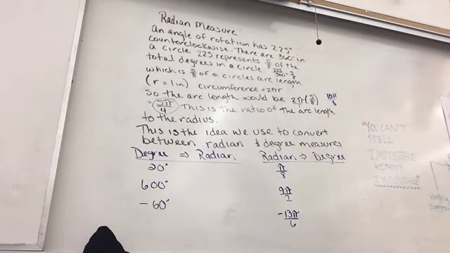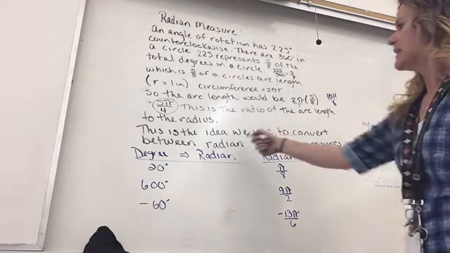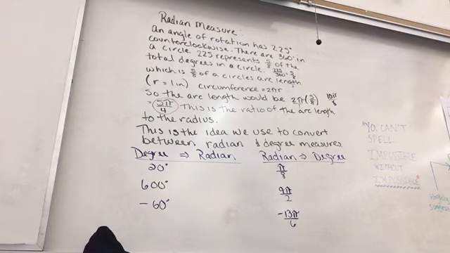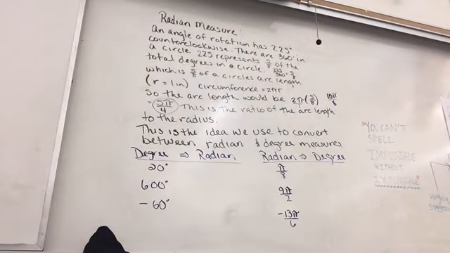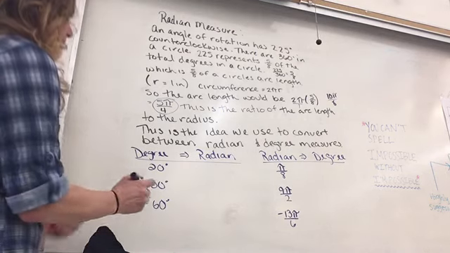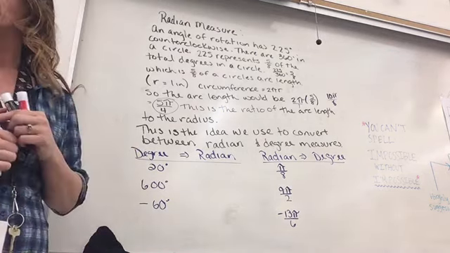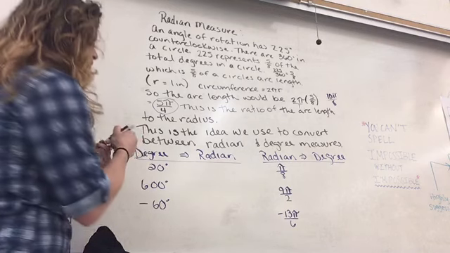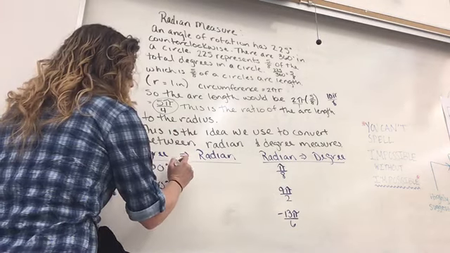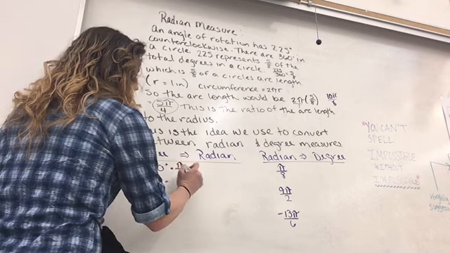That's the ratio of the arc length to the radius, which is what radians represent. Radians are a ratio of the arc length to the radius. This is the idea we use to convert between radian and degree measures. This is really super simple, guys. We're going to take our degrees and convert them to arc length, or to radians, and radians to degrees. We're going to multiply our degree value always by the same ratio. So we're going to take our 20 and we're going to multiply it times pi over 180.